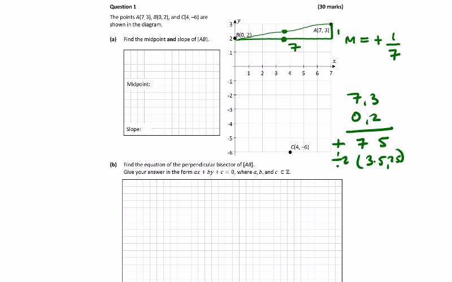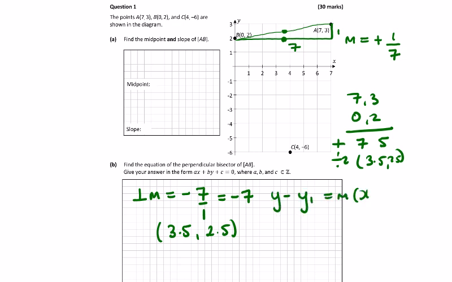So the perpendicular bisector, we need to get the perpendicular slope. Turn the 7 over 1 upside down and change the sign: minus 7 over 1, which is minus 7. The point that we have to find the equation of a line is the midpoint, 3.5, 2.5. Write your equation y minus y1 equals m times x minus x1, and then fill in your values. y minus 2.5 equals minus 7 times x minus 3.5.